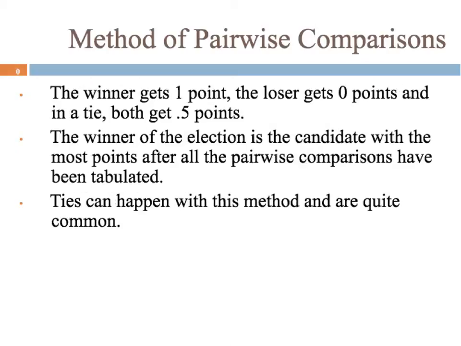The winner will get 1 point, the loser gets 0 points, and in a tie, each gets half a point. The winner in this election is the candidate with the most points after all the comparisons have been tabulated. And just note that ties can happen, and it's not a big deal. If we need to, we can choose another method as a tiebreaker.